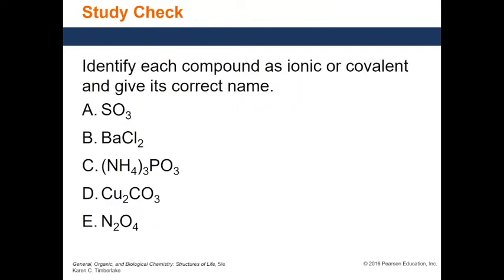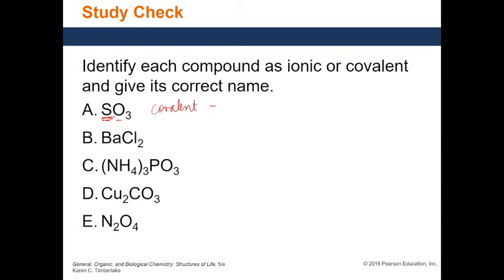So here are some questions. The question is essentially, identify each compound as ionic or covalent and give its correct name. So let's start with the first one, which is SO3. How can we identify which compound this is? You look at the first element. In this case, the first element is sulfur, which we know is a non-metal, which means this is an example of a covalent compound. You can also identify that the second one is also a non-metal. So this is a covalent compound or a molecular compound. The bond here is a covalent bond.